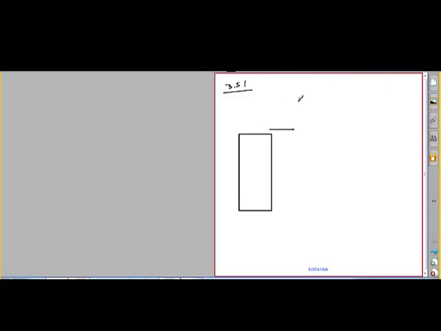Now, in terms of vectors, what it's saying is that V0, the initial velocity, is equal to 12.0 meters per second I plus 0 meters per second J. Okay, so that's the initial velocity.